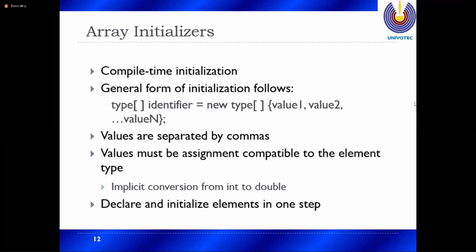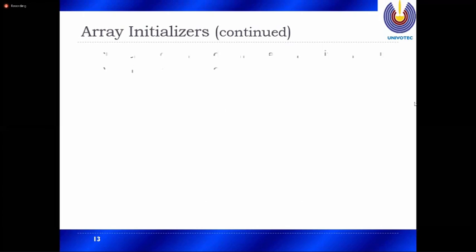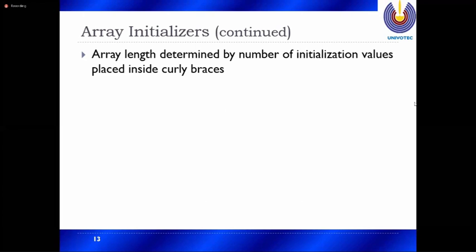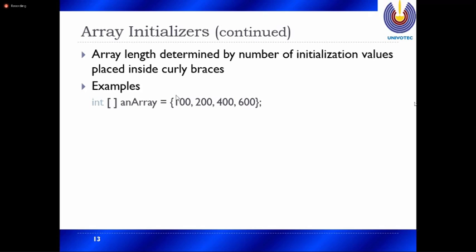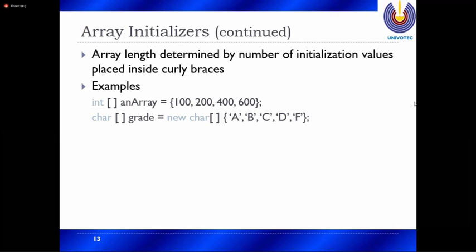Declare and initialize the elements in one step. Okay, in one step you can. Array length is determined by the number of initialization values placed inside the curly braces. Here is an example: an int array equals. Here 4 elements are there. This is a one dimensional array. There's the name of the array here, an array. These are the elements. This is also the way you can declare the array. Char is the character, new char.